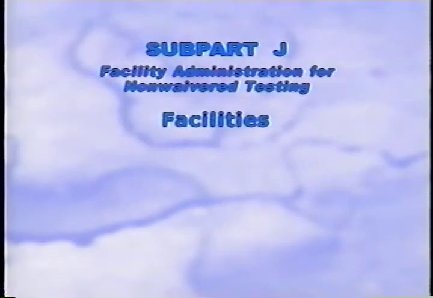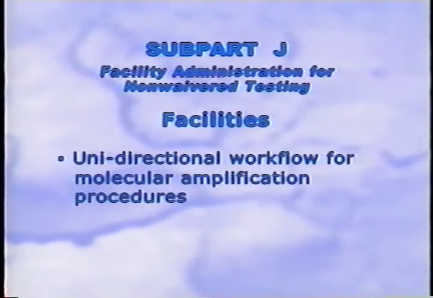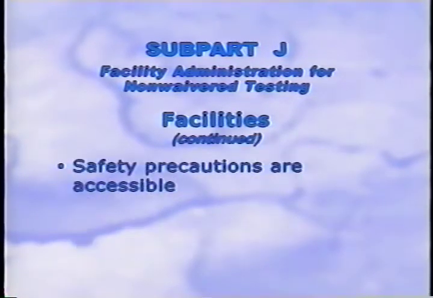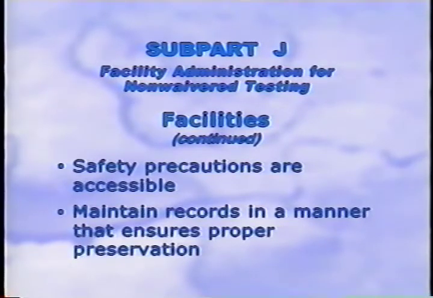There are seven new or revised requirements in this subpart. Four are in the first standard, facilities. To prevent cross-contamination, molecular amplification procedures that are not in closed systems must have a unidirectional workflow. Laboratories are now required to be in compliance with all federal, state, and local laboratory requirements. Safety precautions no longer have to be posted. They only have to be accessible. Records, slides, blocks, and tissue must now be maintained and stored in a manner that ensures proper preservation.